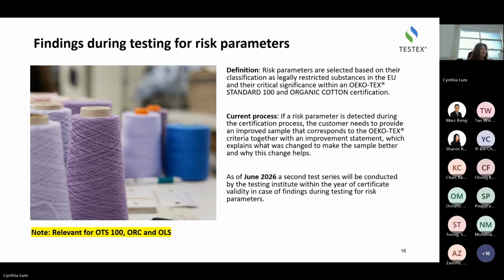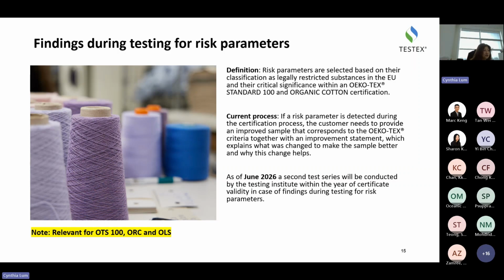So findings during testing for risk parameters. This is quite an important definition here, that risk parameters are selected based on the classifications as legally restricted substances in the EU and the critical significance within OEKO TEX Standard 100 and Organic Cotton Certificate.